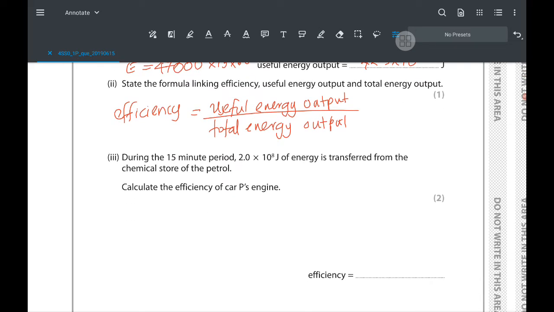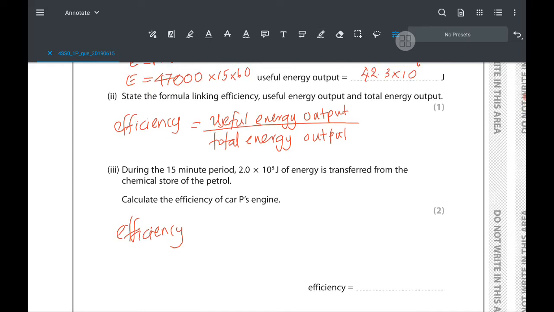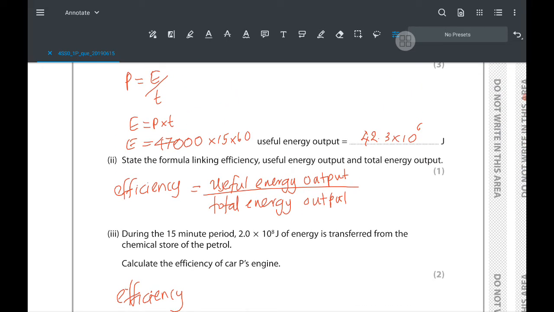Next is the calculation. During the 15 minutes period, 2 into 10 to the power 8 joule of energy is transferred from the chemical store of the petrol. Calculate the efficiency of the petrol engine. So we will say efficiency. I'm not going to write this equation again since we have written it already.